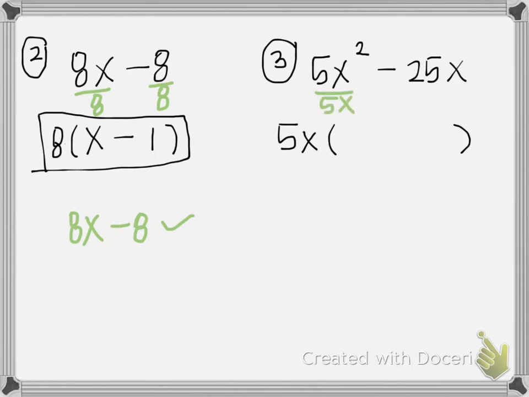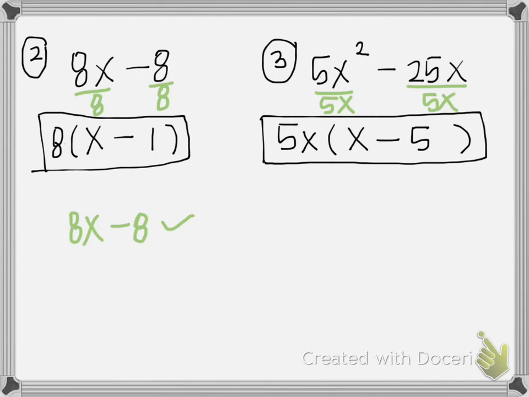So that means I'm going to take each term and divide it by 5x. So 5 divided by 5 is just a 1, and x squared over x is an x. 25 over 5 is a 5, and x over x is a 1.